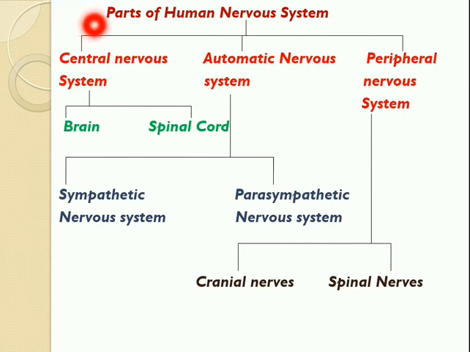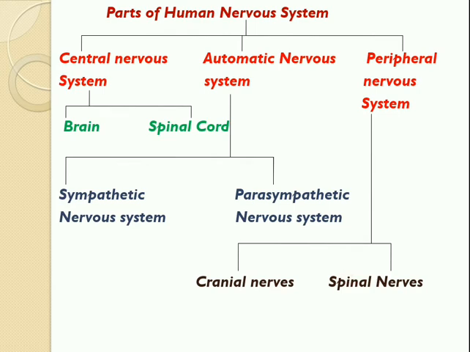What are the various parts of human nervous system? You have learned in the previous lecture about the various parts of human nervous system. Let us revise. It consists of central nervous system, autonomic nervous system, and peripheral nervous system. Components of central nervous system: brain and spinal cord. Components of autonomic nervous system: sympathetic nervous system and parasympathetic nervous system. Components of peripheral nervous system are cranial nerves and spinal nerves.